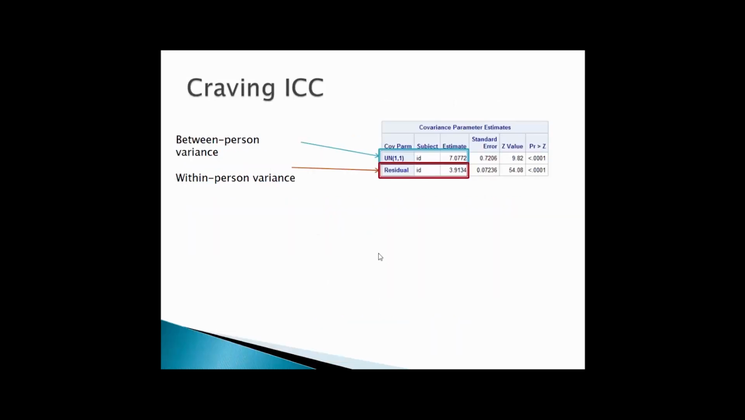Okay, so if we do that with our example here, we have our between-person variance and our within-person variance. If we plug that into our formula, you'll see that we get an ICC of about 0.6. This is a strong amount of clustering across time. So what this is telling us is that 64% of the variance in our craving outcome is at the between-person level. It's at those mean differences between individuals.